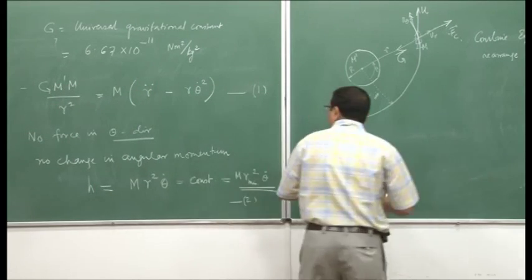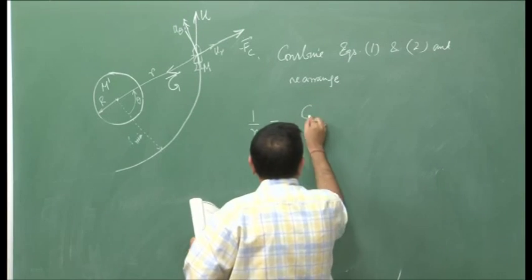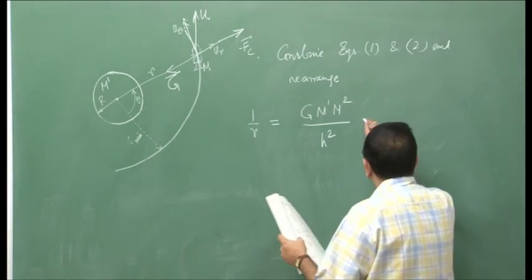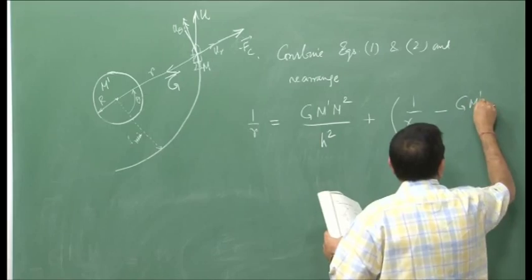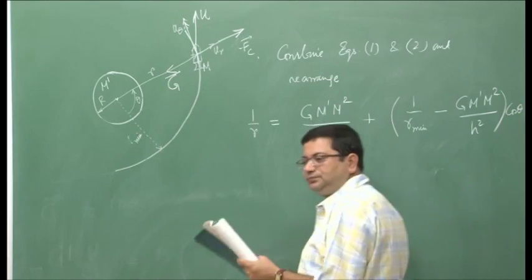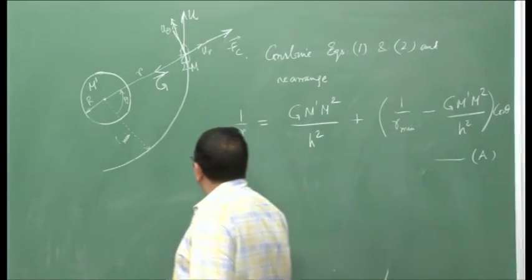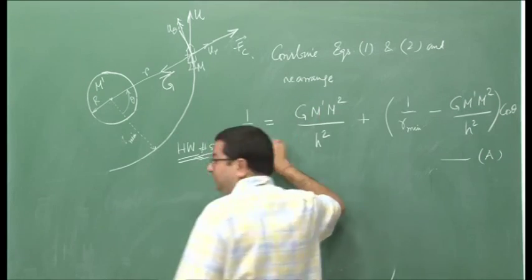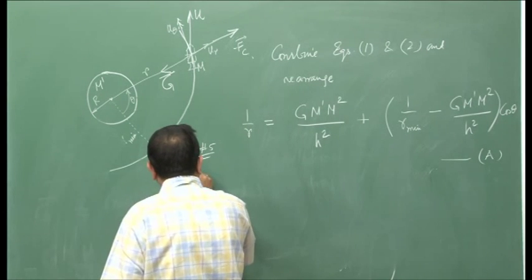By doing that, we will get 1 by r equal to G M prime by r square h square plus 1 upon r minimum minus G M prime m square by h square cos theta. Let me call this equation A. Once again, I have been giving some homeworks. So, this is another homework, I think it will be homework number 5, to show this. You show this expression. Derive this expression.